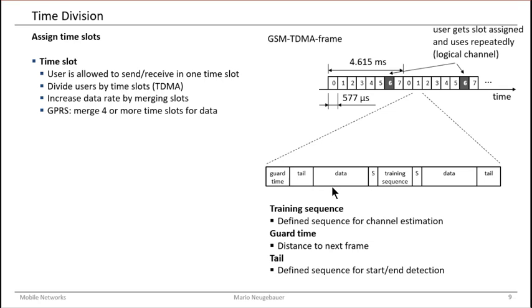The data actually is divided in two parts in one of these bursts. The first part before such a training sequence and the second part after the training sequence.